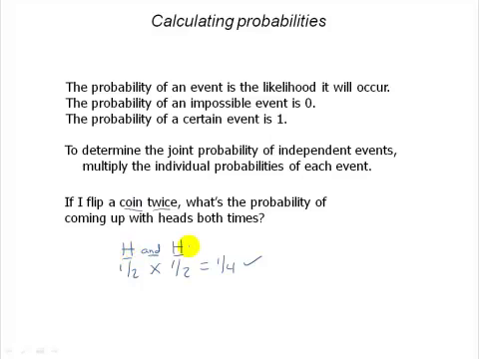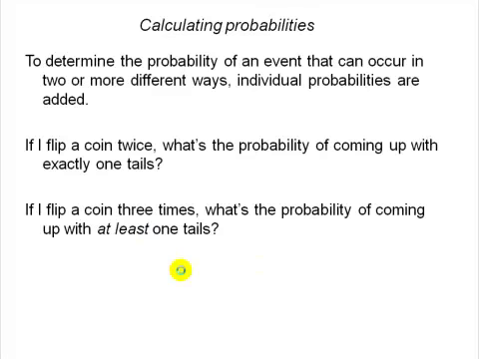Okay, so that's what we would do if we were dealing with the probability of 2 independent events. This coin flip does not influence this coin flip. They're independent of one another. What's the overall probability of those 2 outcomes occurring together? It's the individual probabilities multiplied by one another. Now, on the other hand, if we're trying to determine the probability of an event that can occur in 2 or more different ways, then we would need to add the individual probabilities.